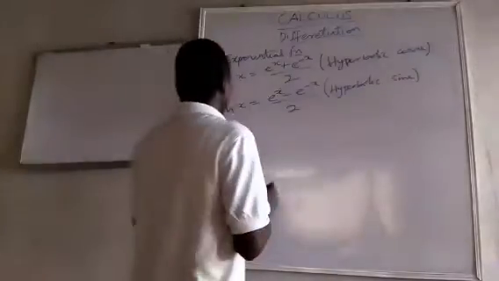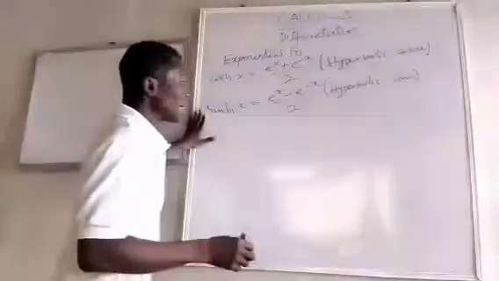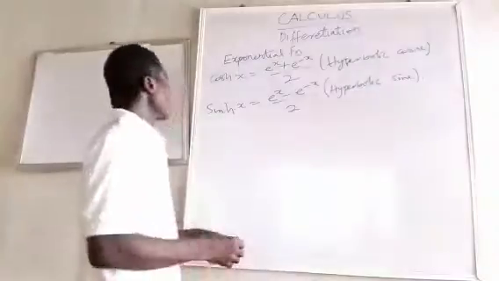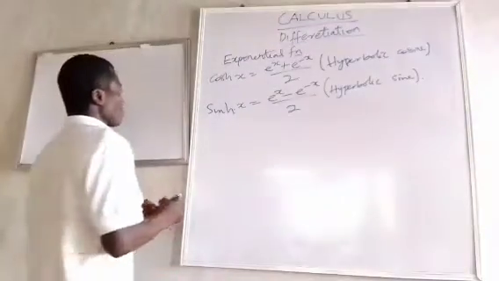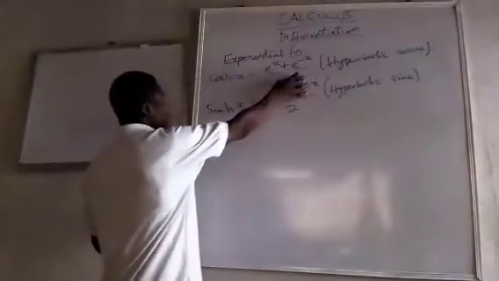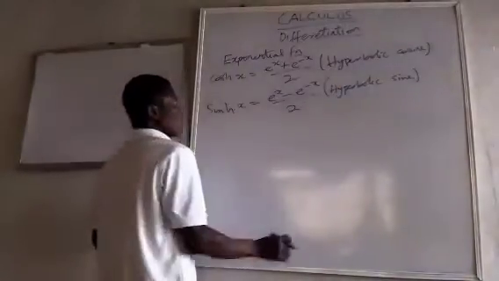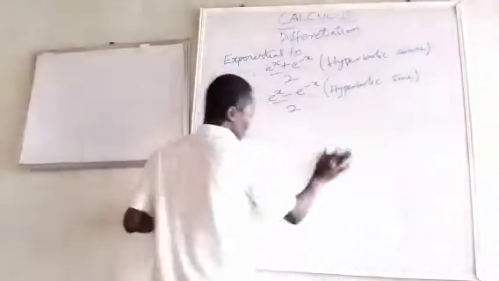About the exponential function. We have cos, we have sine, and we have tan. I'm not talking about tan yet. Let's talk about cos and sine. This is the expression for hyperbolic cosine, that is cosh, and this one is for hyperbolic sine, sinh.